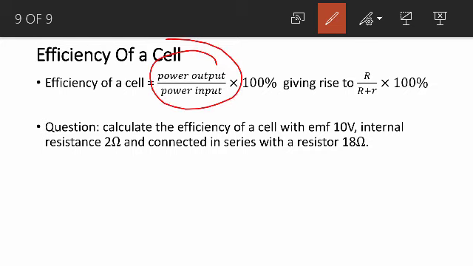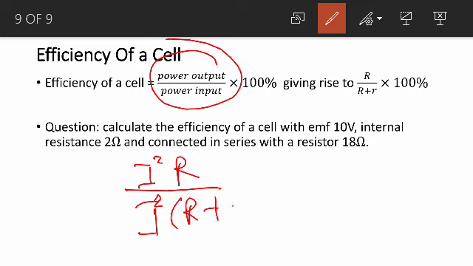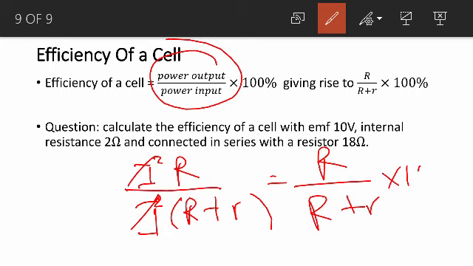The power output here, like I said, is the power in the load, so you can call that I squared R. And the power input here is the power when the cell is not delivering any current, you can call that I squared into R plus small r. Okay, that's very, very key. And this cancels this, and what you are left with is R over R plus r times 100.